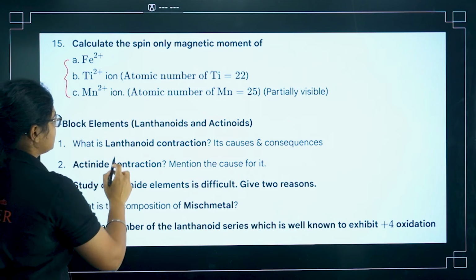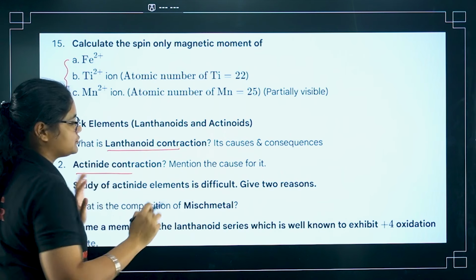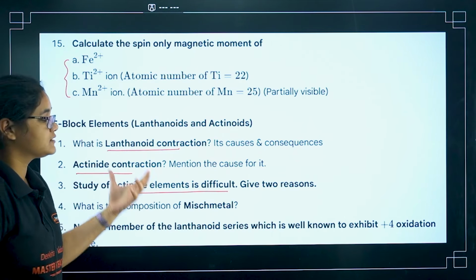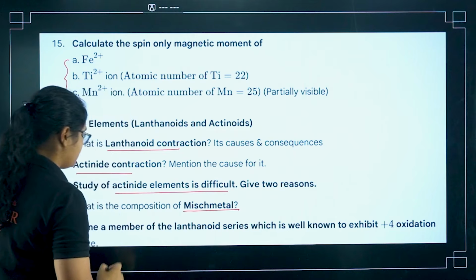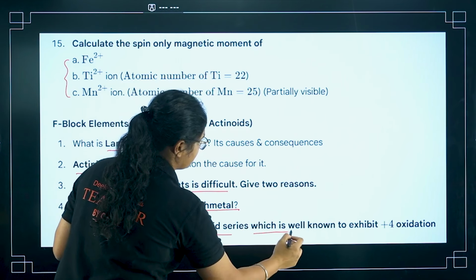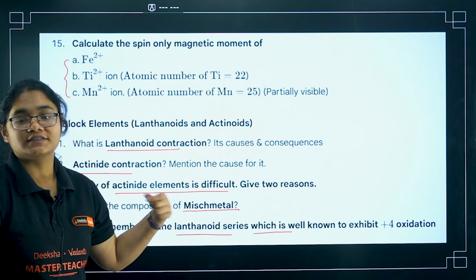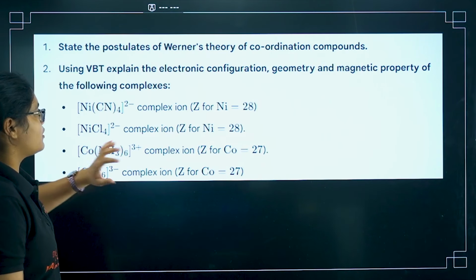Then from lanthanoids and actinoids: what is lanthanide contraction and its consequences, actinide contraction and its cause, why the study of actinoids is difficult. This question was asked last year many times, so do prepare this question. Composition of mischmetal, and name the member of lanthanide which is well known to exhibit +4 oxidation state, that is cerium +4. Moving forward to the next chapter, coordination compounds.